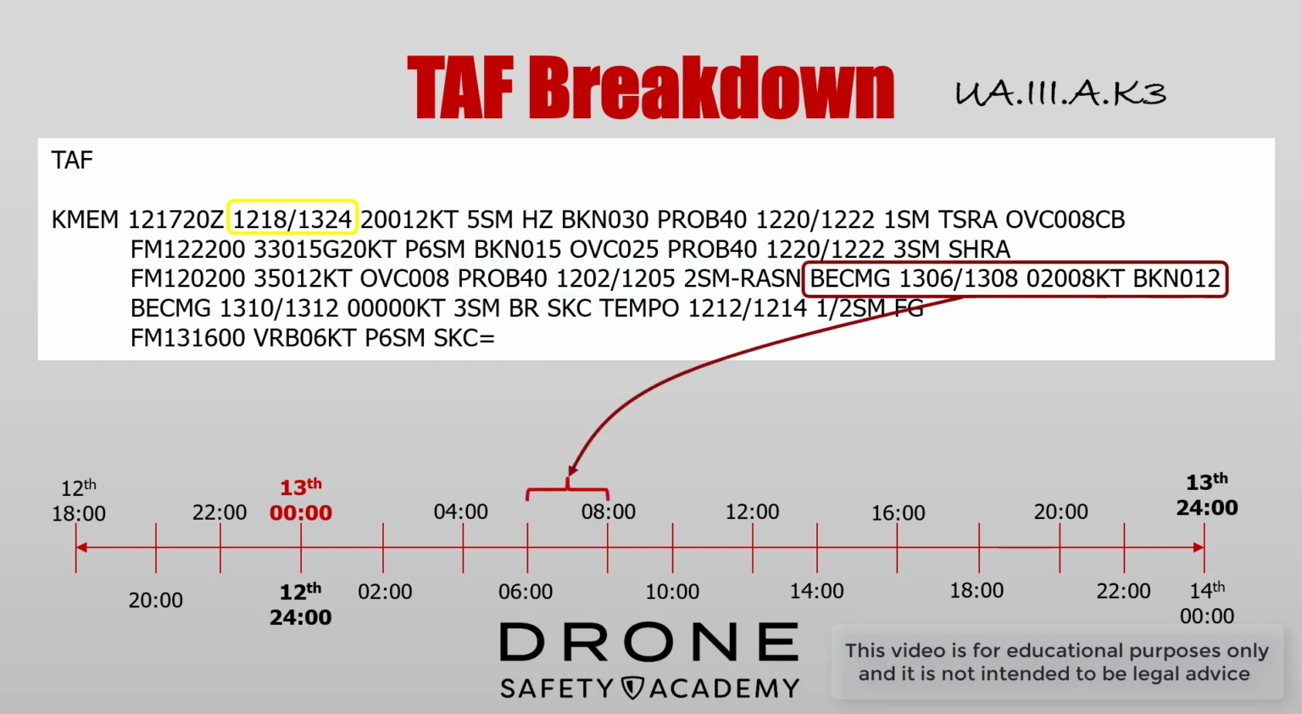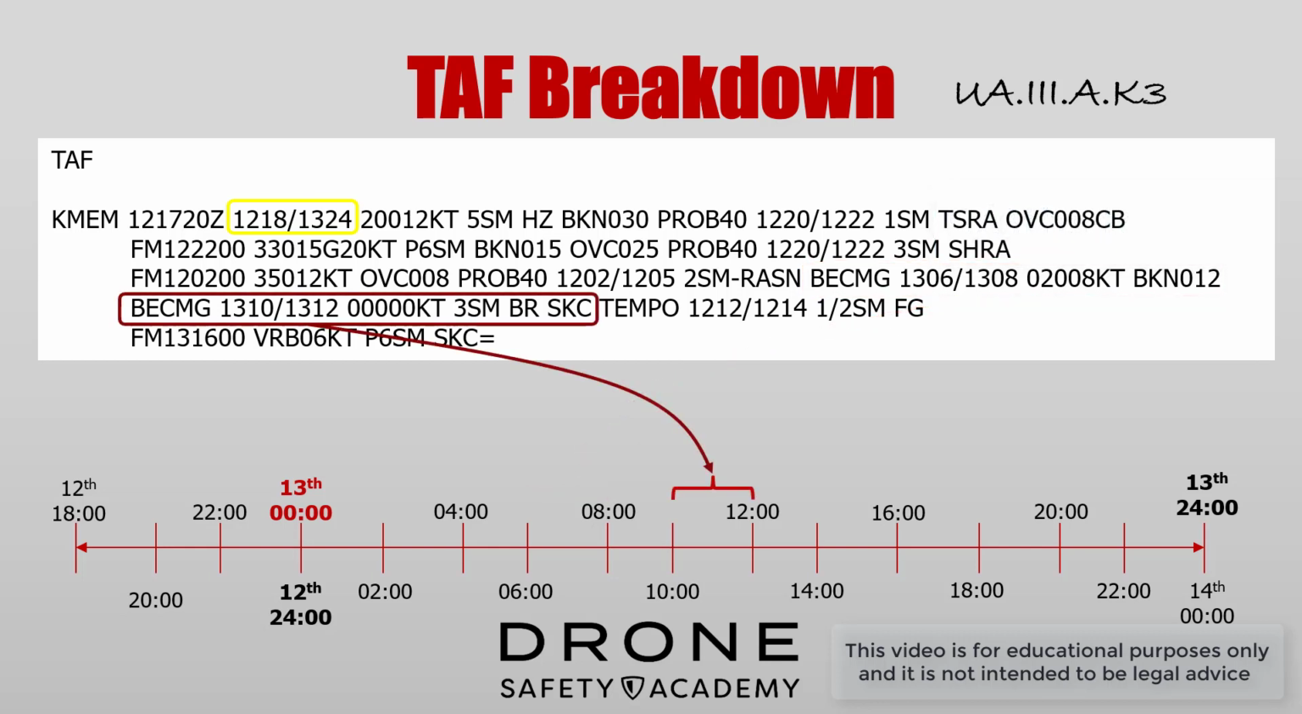Next up is this becoming group, which starts on the 13th day of the month at 600 hours to 800 hours. Wind direction is expected to be at 20 degrees at 8 knots, and sky conditions broken at 1200 feet. Another becoming group on the 13th at 1000 hours to 1200 hours. Wind speed is under 3 knots. Visibility is 3 statute miles with mist, and sky conditions are clear.